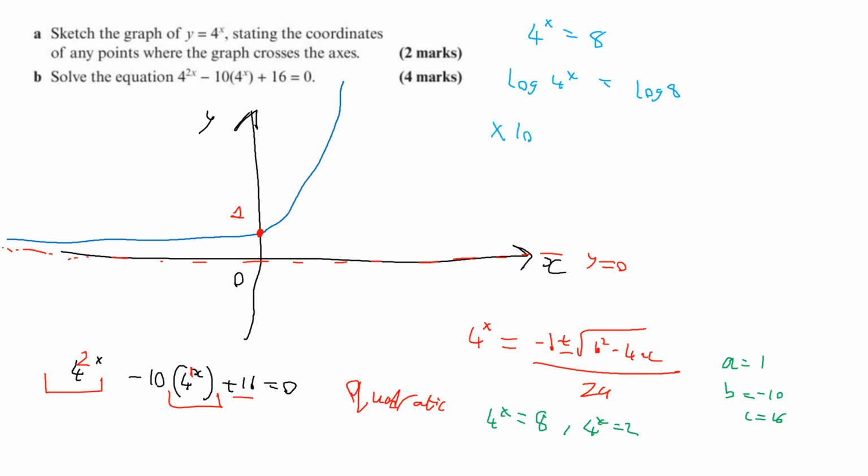So x times log 4 is equal to log 8. And so x equals log 8 over log 4, which if you plug into your calculator, you should get an answer of 3 over 2. Okay?